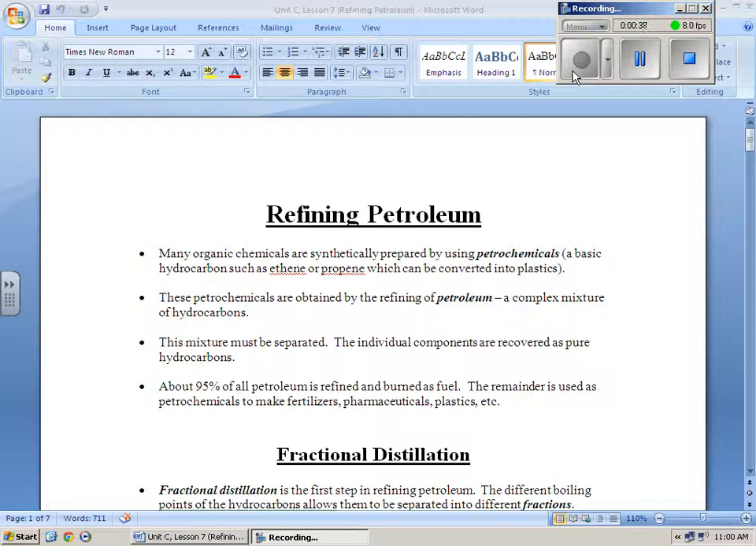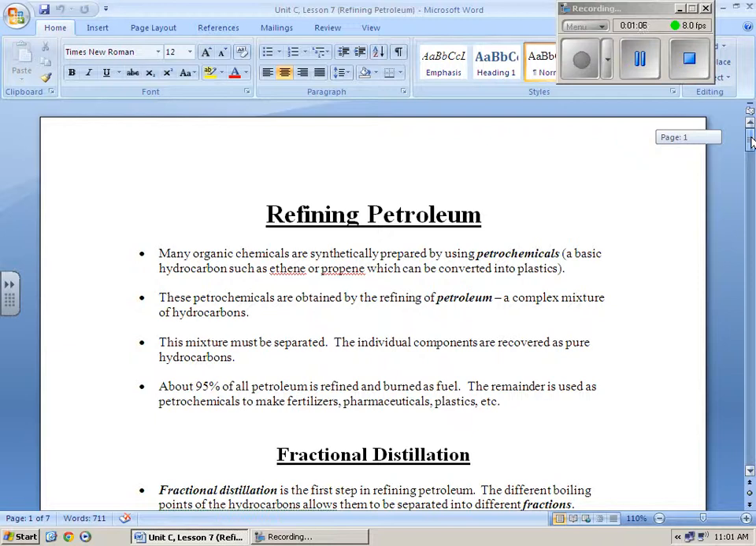About 95% of all petroleum that's refined, so anything that we refine from these hydrocarbons, usually is burned as some type of fuel. So things like gasoline, jet fuel, kerosene, propane, things like that. Okay. The remainder can be used for fertilizers, pharmaceuticals, plastics, things like that. So you could actually get some of those things from that.